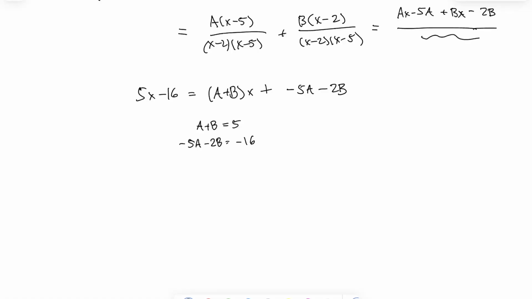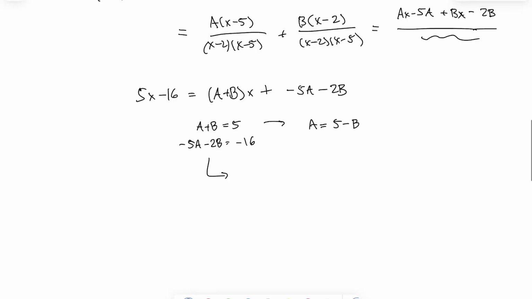Maybe I'll do this one by substitution. So if I solve the top equation for a, it says a equals 5 minus b, and then plug that into the second equation, it'll say negative 5 times (5 minus b), minus 2b is minus 16, right? This is not, I would say, difficult. You just got to make sure you don't mess it up. Like, it is easy to make little mistakes as you're doing all of this.